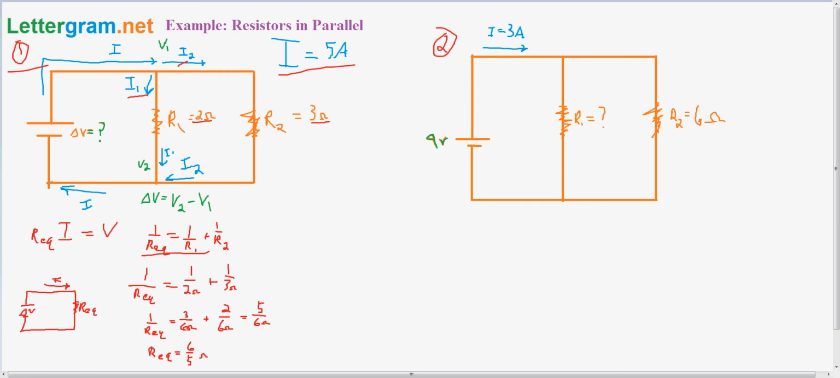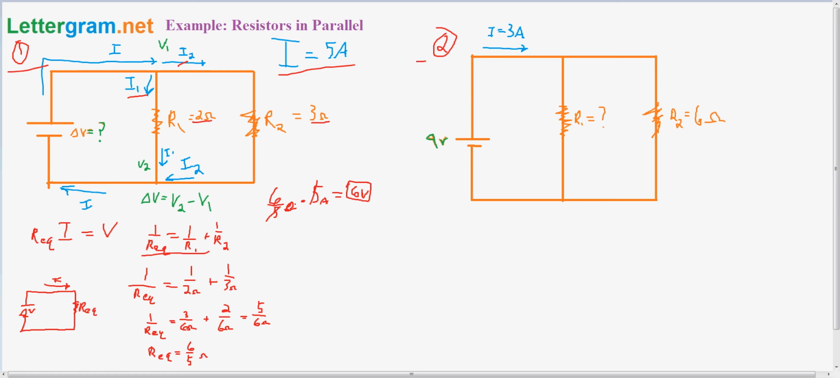So we take the 6/5 ohms for the REQ, multiply it by the 5 amps, which will give us, these two 5s cancel, 6 volts. Pretty simple, not a very difficult example.